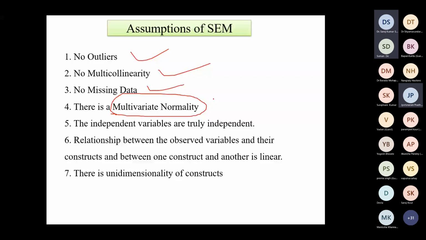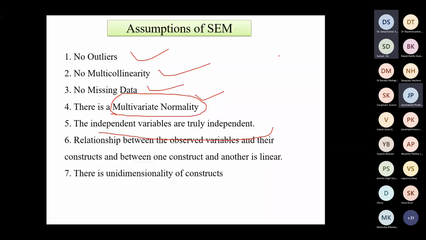We are assuming that our data set is following multivariate normality. This is very important in case of SEM. So if time permits, I will say how to test it also. And the independent variables are truly independent. That means while you are collecting the data, there must not be bias.